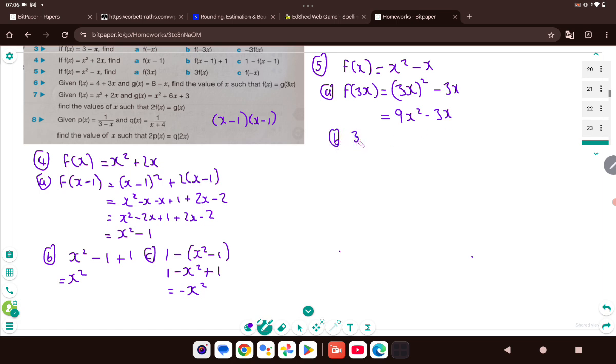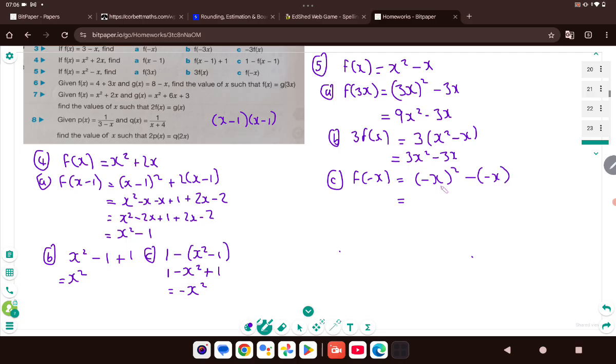Part B. 3f of x. I'm just multiplying my function by 3. And C. f of minus x. I'm replacing x with negative x. Careful with your algebra. Negative x times negative x is x squared. Minus minus x is plus x.